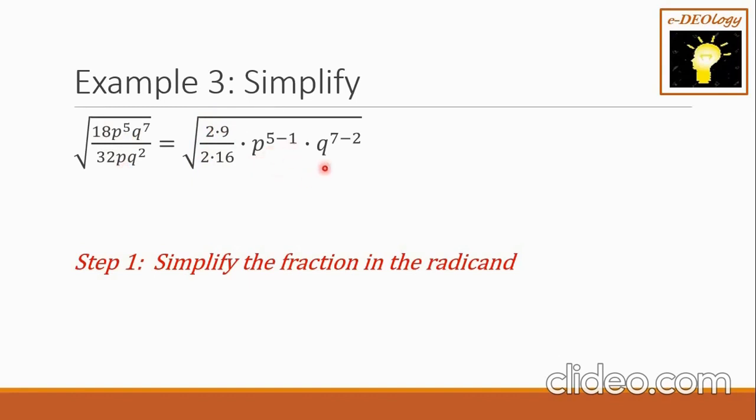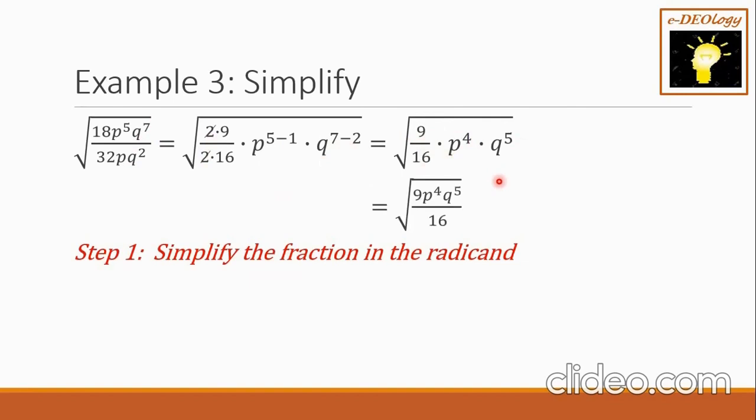And for the q, we have q raised to 7 in the numerator. We have q squared in the denominator. So we can combine them by putting q raised to the difference of 7 minus 2. For the numbers, we can now cancel the 2 and 2. Only the 9 over 16 will come here. For the p, 5 minus 1 will be 4, so p power 4. For the q, 7 minus 2 will be 5, so q raised to 5.